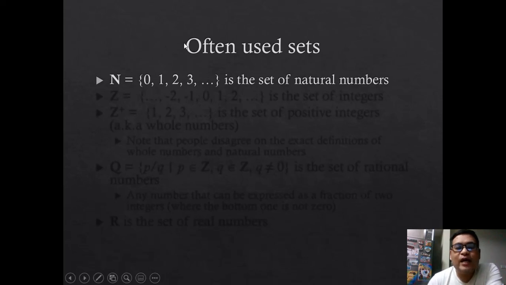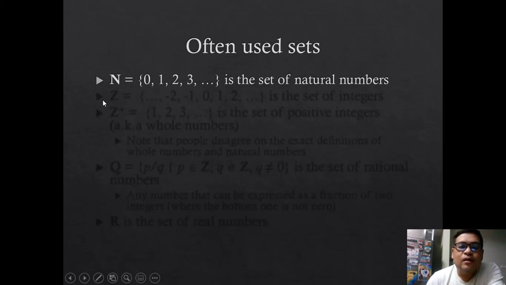Okay, we have here often used sets. We classify the different numbers, so you have to familiarize yourself with this one. Natural numbers are denoted by the big letter N. Natural numbers, take note class, start with 0: 0, 1, 2, 3, and so on. So there are no negative numbers there.